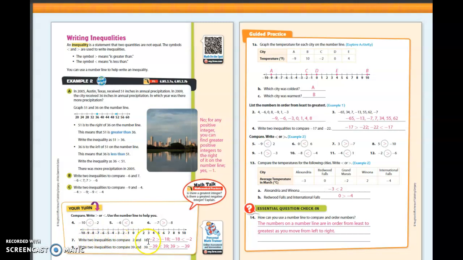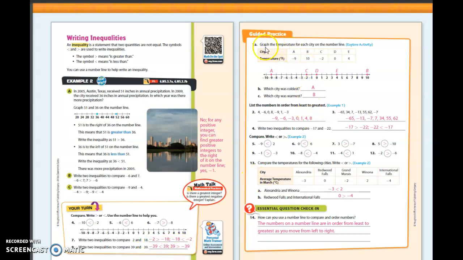So again, we have -2 is going to be greater than -18, and -18 is going to be less than -2. Writing two more inequalities, we're now comparing 39 and -39. -39 is less than 39, and 39 is greater than -39.